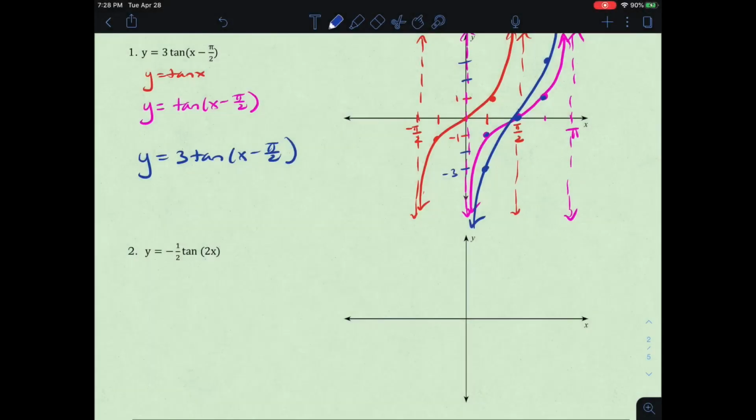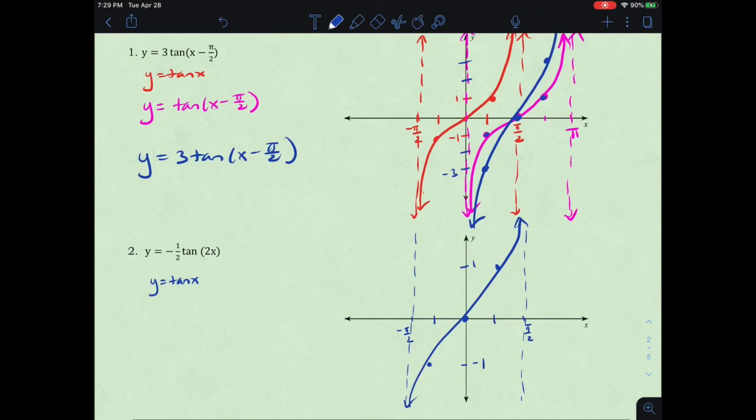So for this one, I'm going to start off by graphing y equals tangent of x, which again has asymptotes at negative pi over 2 and pi over 2. And I'm going to plot 1 here and negative 1. This is not drawn to scale. And then from there, I know that with tangent, I have 3 points, and I can just connect them like this.